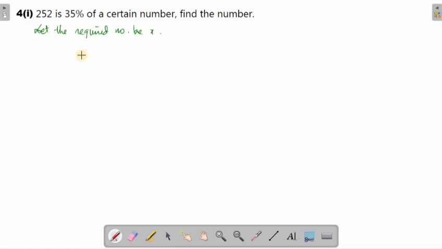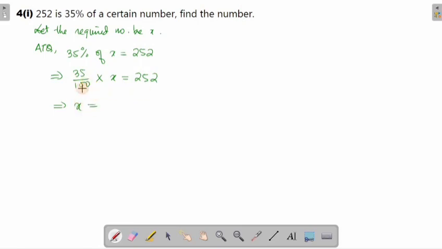Okay, now what does this mean? According to the question, it means that 35% of a certain number, that is x. So 35% of x is given to be how much? It is given to be 252. Now from here you need to find the value of x, right? So we have 35% means 35 by 100, of means into, we have x equals 252. Okay, so let's first transfer this number to the right hand side.